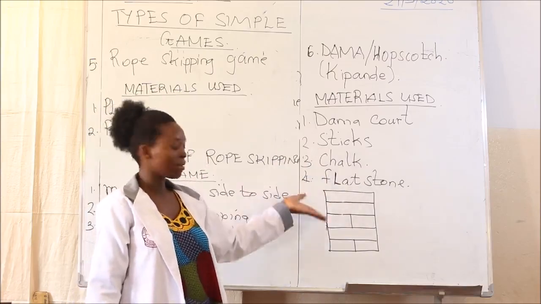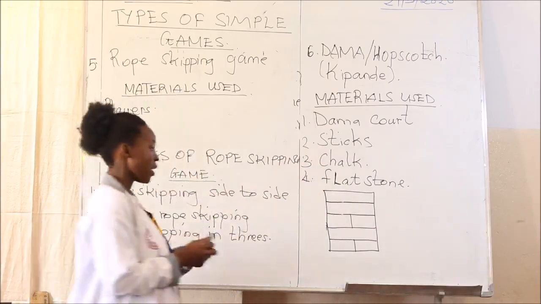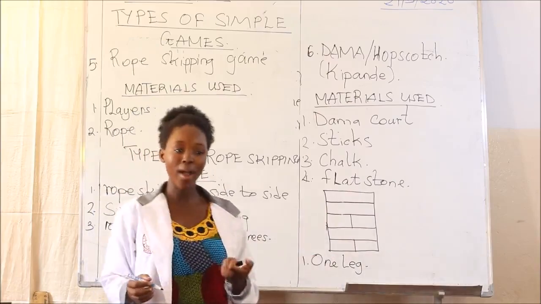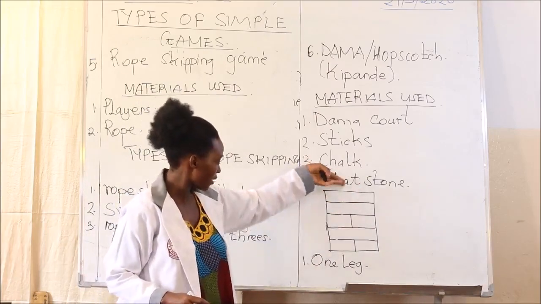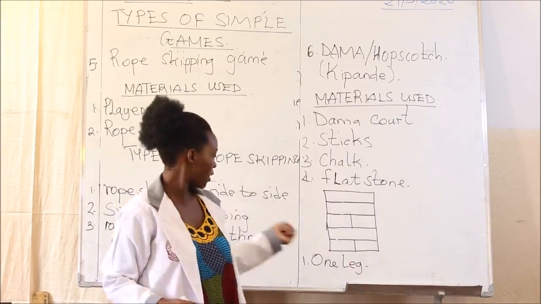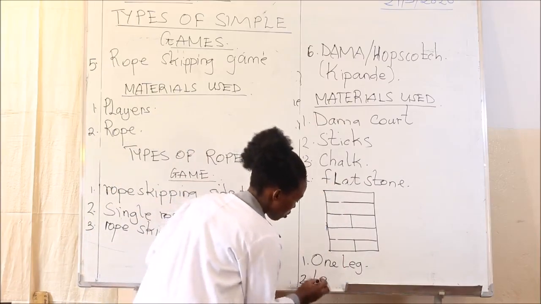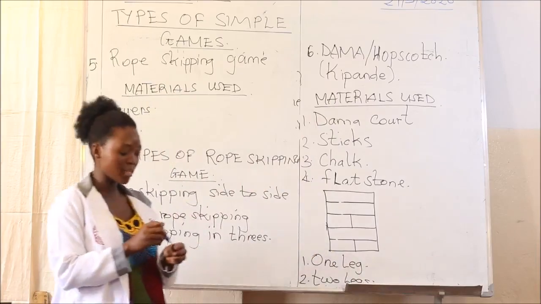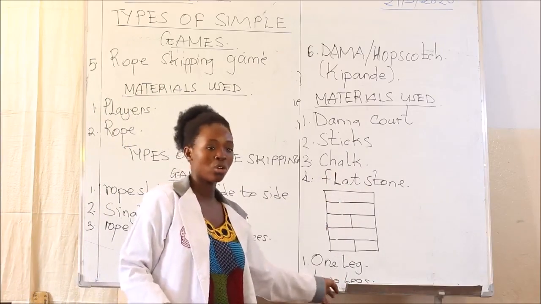And when you are playing this dama or hopscotch, we play in two ways. Number one, we use one leg. You jump on the rows like this, starting here. This is the space we're supposed to play. Number two, you can use two legs, jumping on these rows. One leg and two legs.